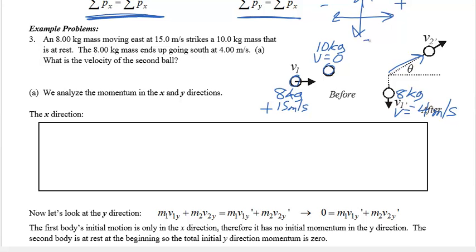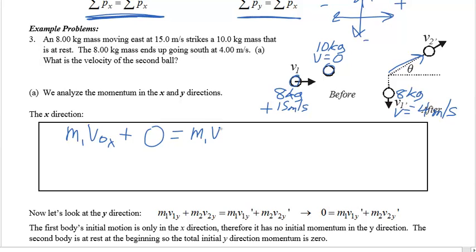So first we're going to concentrate just in the X direction. We know that we have mass 1 initially moving in the X direction. We know that we have mass 2 sitting still, and afterwards we are going to have both masses moving, and we're just concentrating on the X direction. So looking at those, right, we have an 8 kilogram mass. It's moving to the right, so positive 15 meters per second.